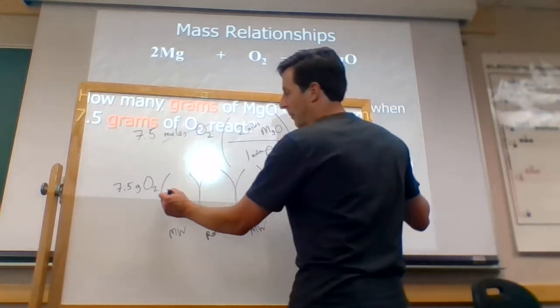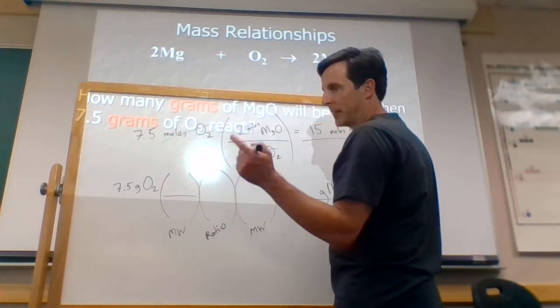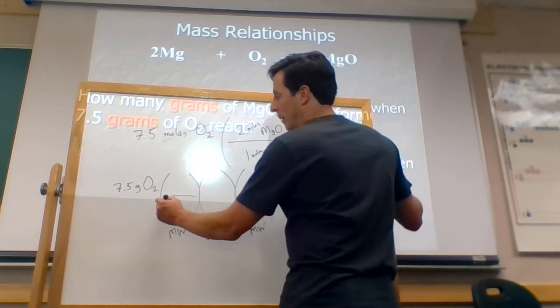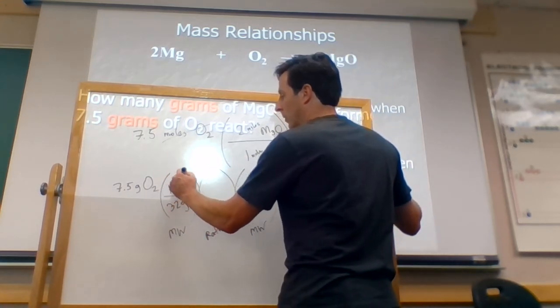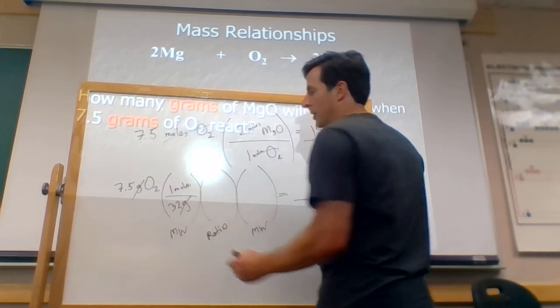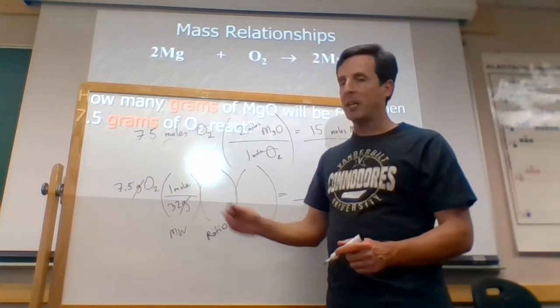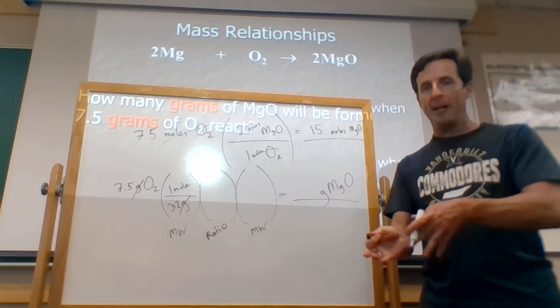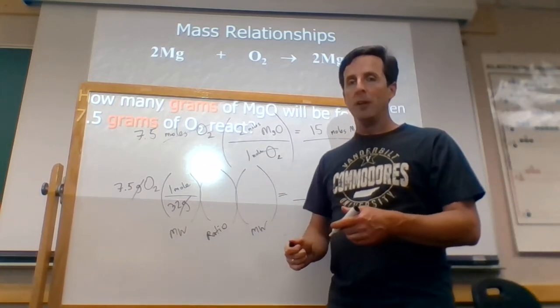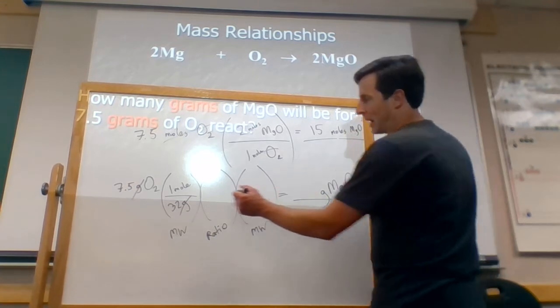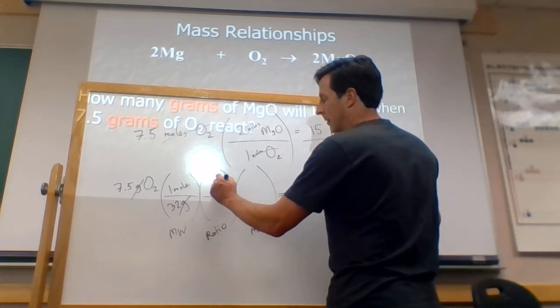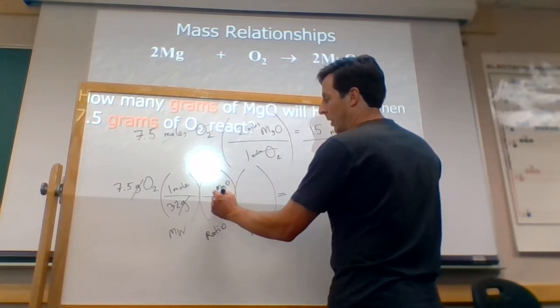So the first step, I'm going to use the molecular weight of O2. 16 times 2 is 32. So that means there's 32 grams of oxygen in 1 mole. That's going to change grams to moles. So right now, after that first step, I have the moles of compound A, which is my O2. Then I want to do the ratio, and it's going to be the magnesium oxide on top and the O2 on the bottom.